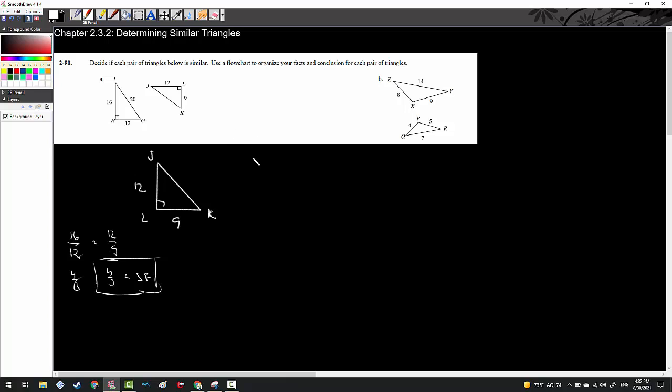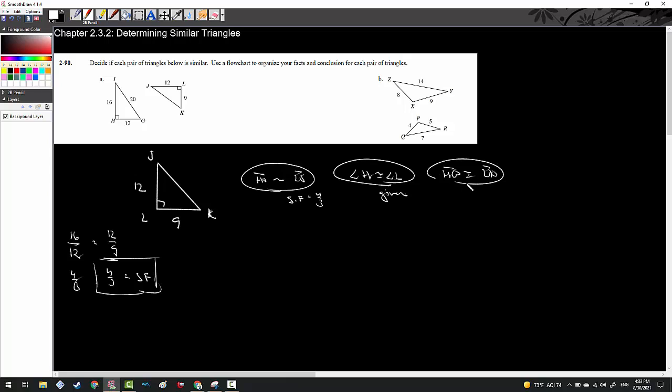So I'm going to start off with the fact that side HI is similar to side LJ. And the reason for that is scale factor equals 4/3. And then I'm going to say angle H is congruent to angle L, and that's given. And then I'm going to say that side HG is similar to side LK. And again, the reason for that is scale factor being 4/3 again.